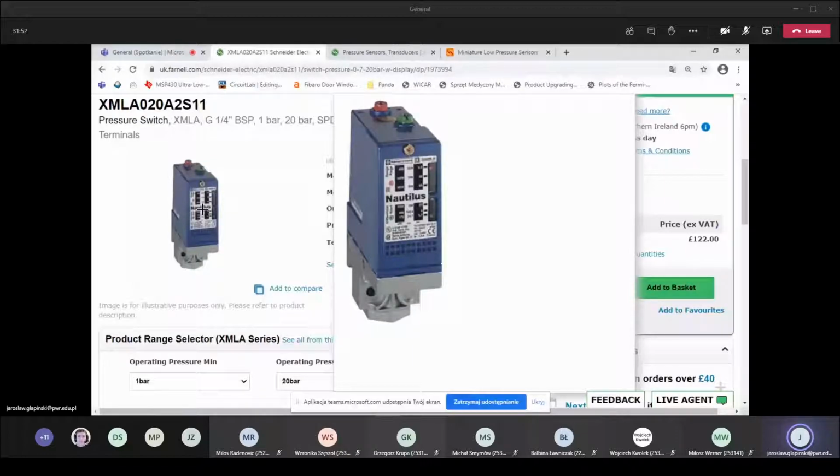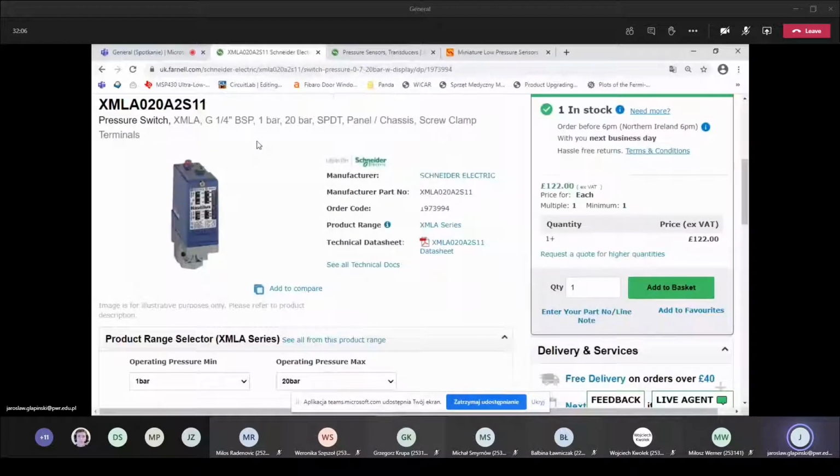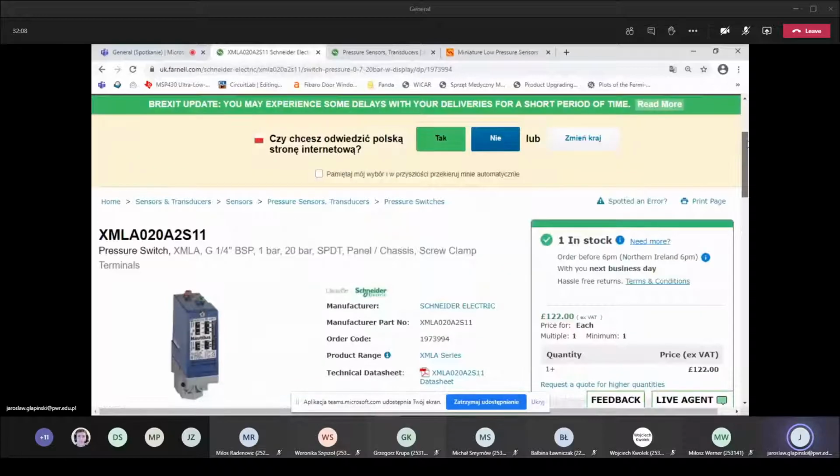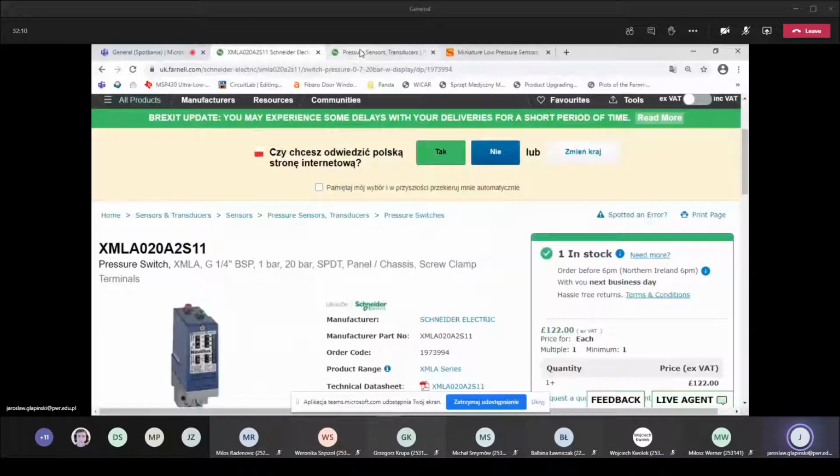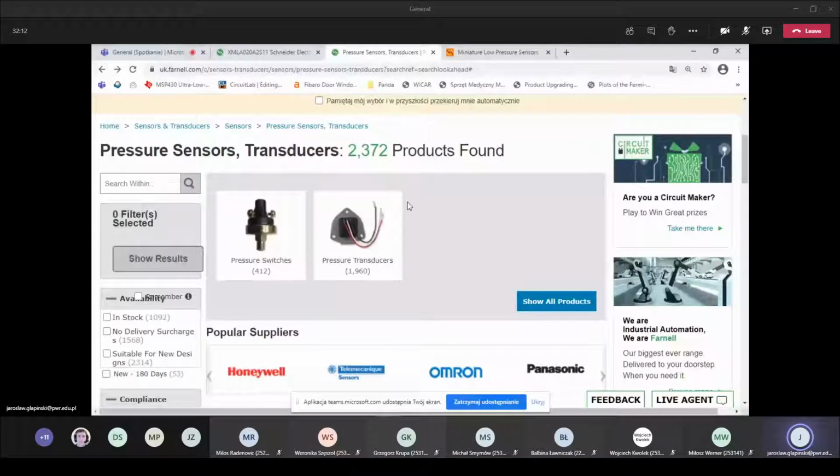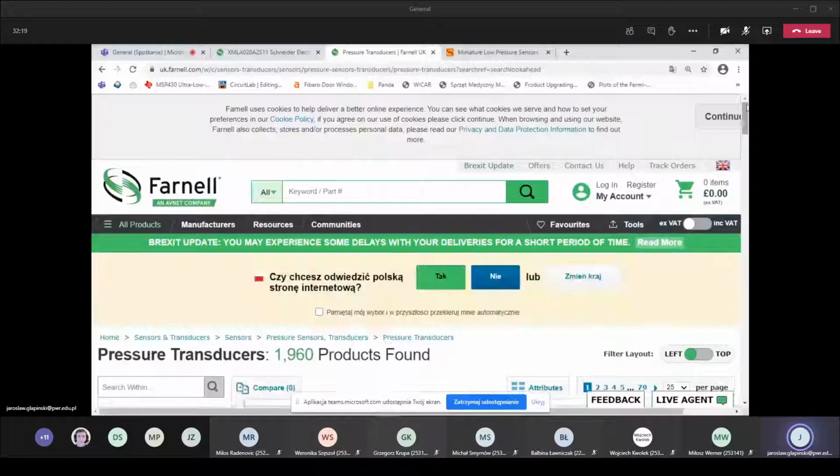Because it's usually just two values, we can reach the value of the set pressure that we've got, on or off. Okay, so these are the examples of the pressure switch, and the second part is the pressure transducer. So maybe for us it is more important.